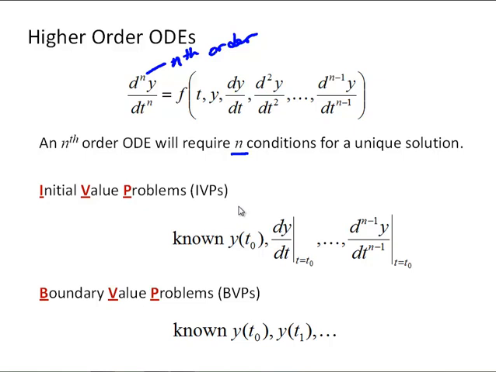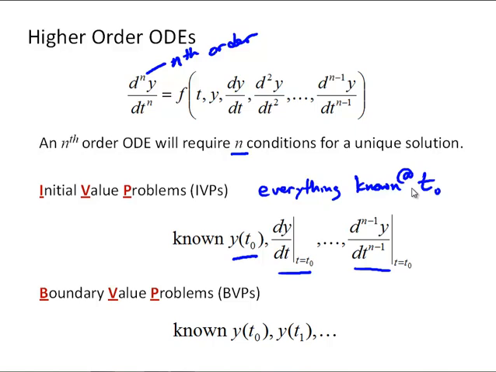For an initial value problem, we would know y at t0, dy/dt at t0, up to the n-1th derivative. So we would know y and all the lower order derivatives, everything known at some initial condition t0. Starting from that initial condition, we would just step the solution forward in time to see how y evolves. We can also have a boundary value problem.